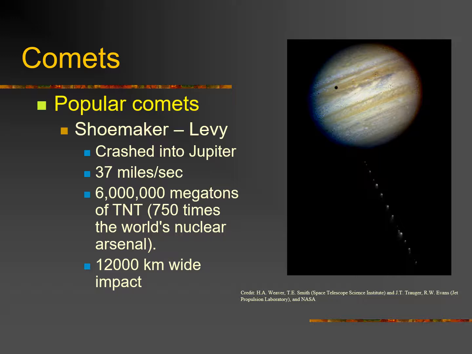It was traveling, or the pieces were traveling, about 36 to 37 miles per second. It was a huge, huge explosion, 750 times the world's nuclear arsenal. Remember, the bomb that was dropped on Hiroshima was only 0.15 megatons of TNT. The impact crater was about 12,000 kilometers wide. It stayed there for quite a while. There were dark spots on the surface of the planet, what we call the surface. Remember, it's gas, so there's no real surface. But it was darkened in those areas for quite a while.